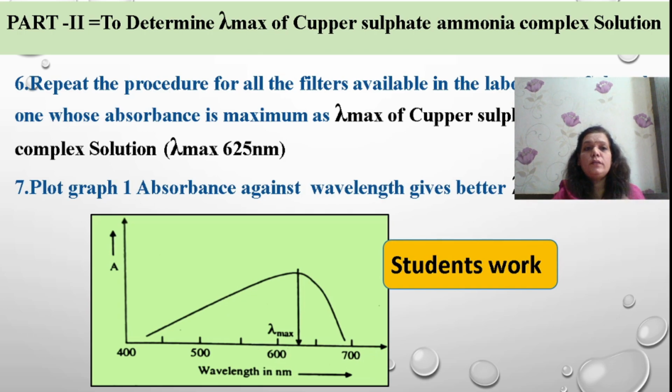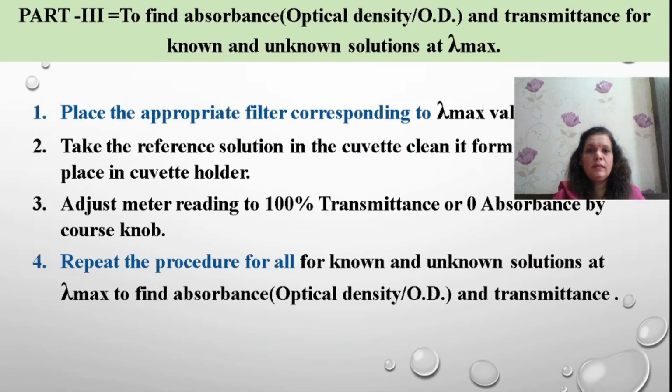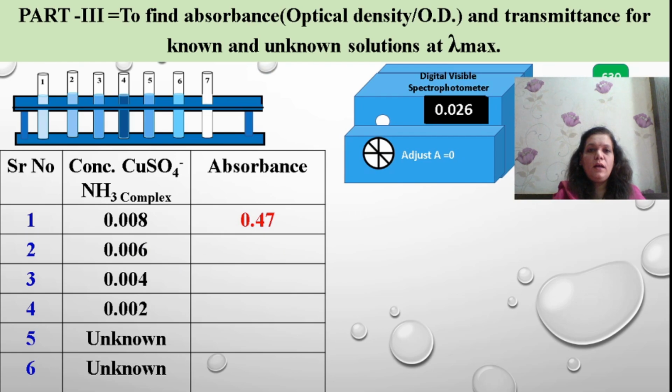Now we will move further by utilizing this lambda max, that is 630 nanometer wavelength. I will put this wavelength as constant, and for all remaining solutions which I have prepared of copper sulfate ammonia complex, I will find out their absorbance along with the solution which has been provided to me as unknown concentration solution. These are the steps I need to follow. We will see actually. Yes.